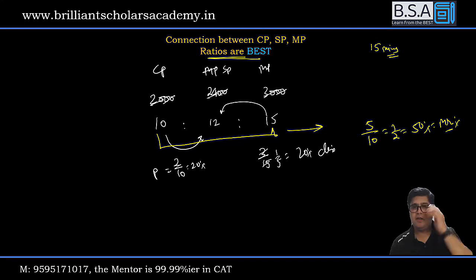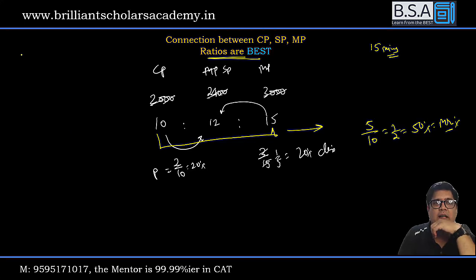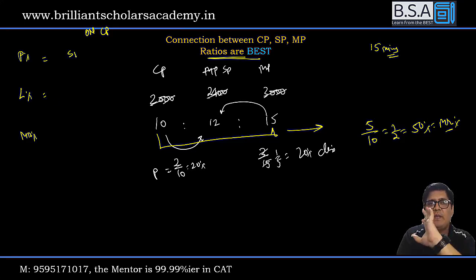Let us build upon this. Now there is one more way I can relate through ratios. When you are calculating profit percentage, loss percentage, markup percentage, they are on CP. So for profit percentage and loss percentage, if you can find SP upon CP, you will have your answer in 2 steps. For markup percentage, if you can find MP upon CP, you will have your answer in 1 step.